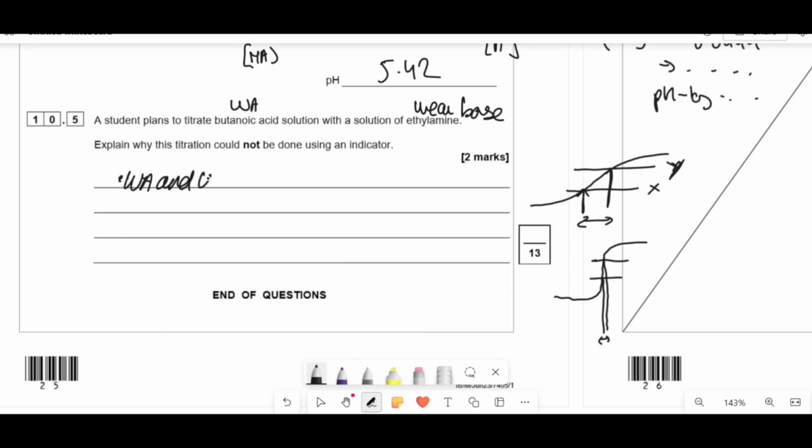So here, because it's a weak acid, I'm going to be lazy and just say weak acid and weak base. Obviously, you write the whole thing. The pH change is too gradual. So it's hard to gauge when the endpoint is. The endpoint is the moment you add one tiny drop, it's done. The reaction changes, the color changes, it's done. Can't do that if it's too slow.